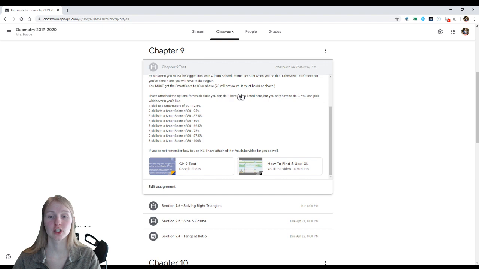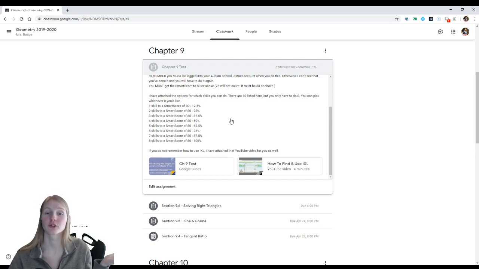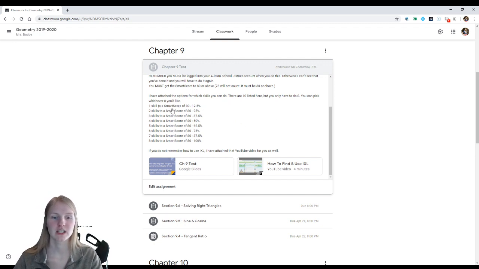The options for the skills which you can do is what these Google Slides are, and we'll go over those together. There are 10 listed here, but you only have to do 8. And you can pick whichever 8 you want to do. So if you don't like 2 of them, you're like, those are really hard, don't do those ones, pick the other 8. Each skill that you do will add 12.5% to your score. So if you only do 1 skill, you get a 12.5% for the test. If you do 4 skills and you get them to a SMART score of 80, you get 50% on your test, because that's 12.5 times 4. If you do 8 skills, you will get 100%.